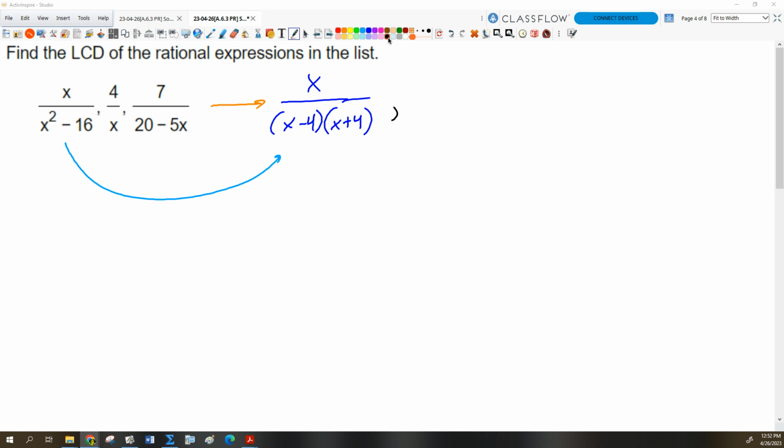Okay, next one. Well, that one's done, isn't it? Bottom's already prime. Okay, now this last one we have to be a little careful on. Look at this last guy.